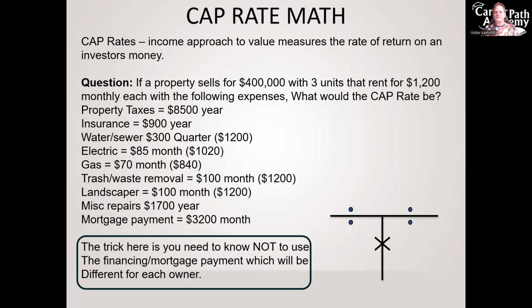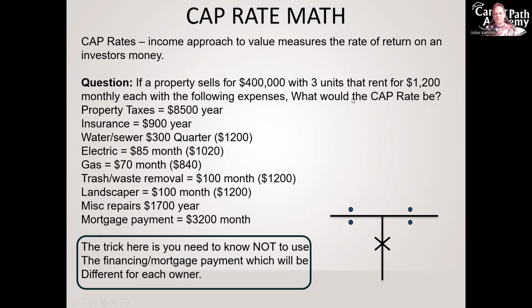All right, let's figure out a cap rate problem now. Cap rates use the income approach to value. The question would read: if a property sells for $400,000 with 3 units that rent for $1,200 a month each, with the following expenses, what would the cap rate be?